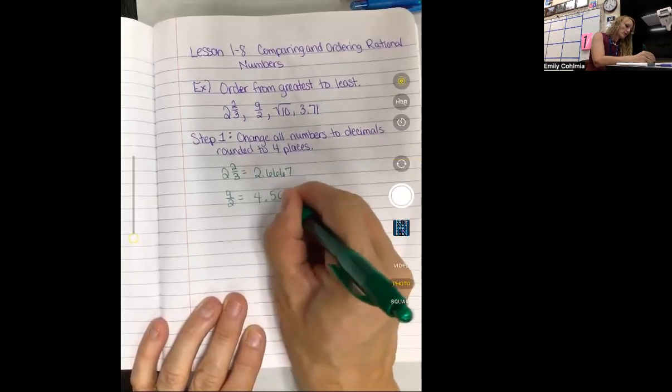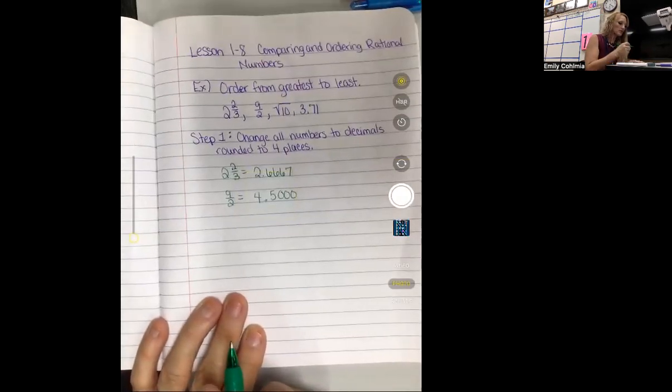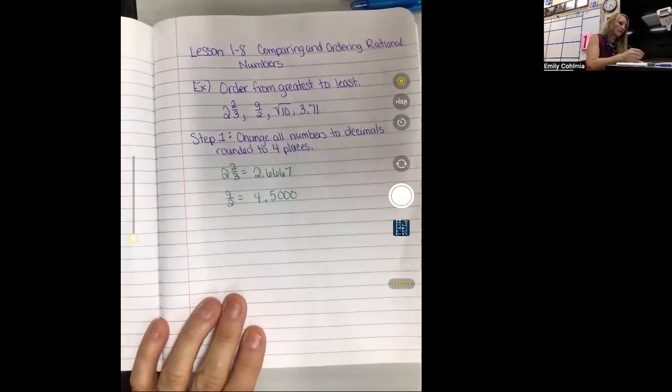So we're going to add 1, 2, 3 zeros so that it does have 4 decimal places, because we need to make them all the same to be able to compare them.